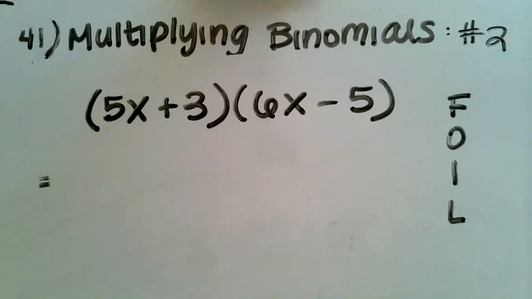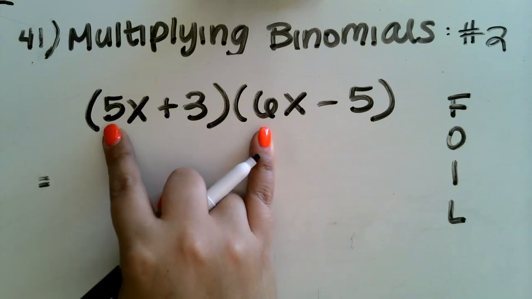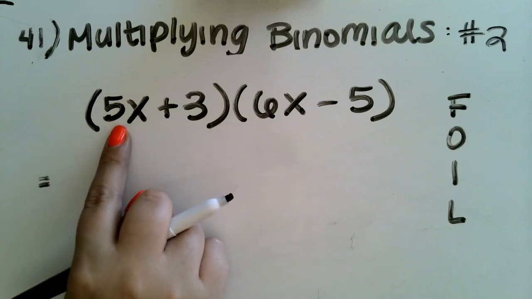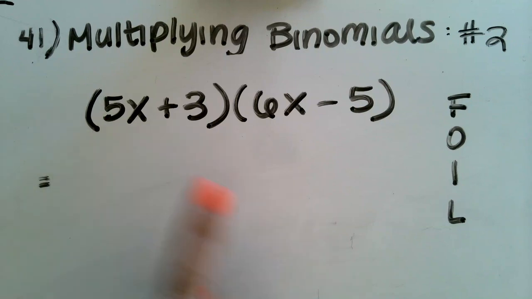Hi guys, we are again going to be talking about multiplying binomials. This is part 2. This time we are going to be using coefficients that are greater than 1. The difference here you guys see is that it's not just like x plus 3, it is 5x plus 3. But guess what? The process of multiplying our binomials is going to be exactly the same. We are still going to be following that foiling process.